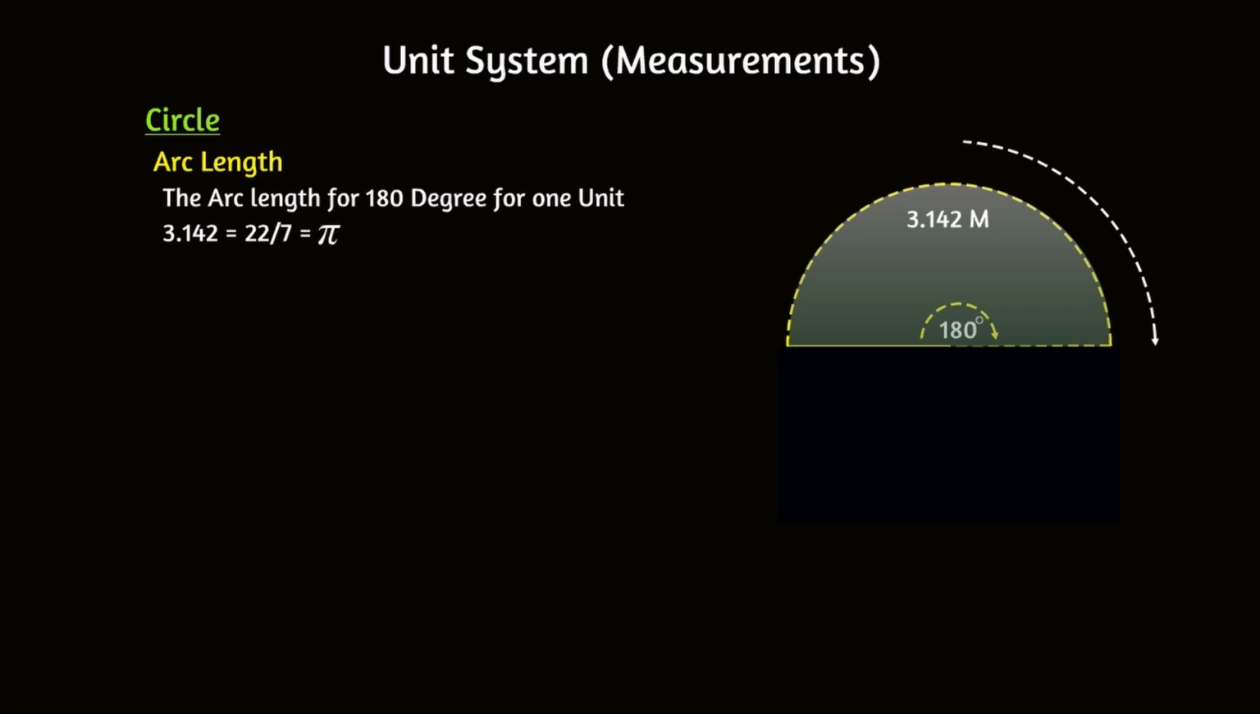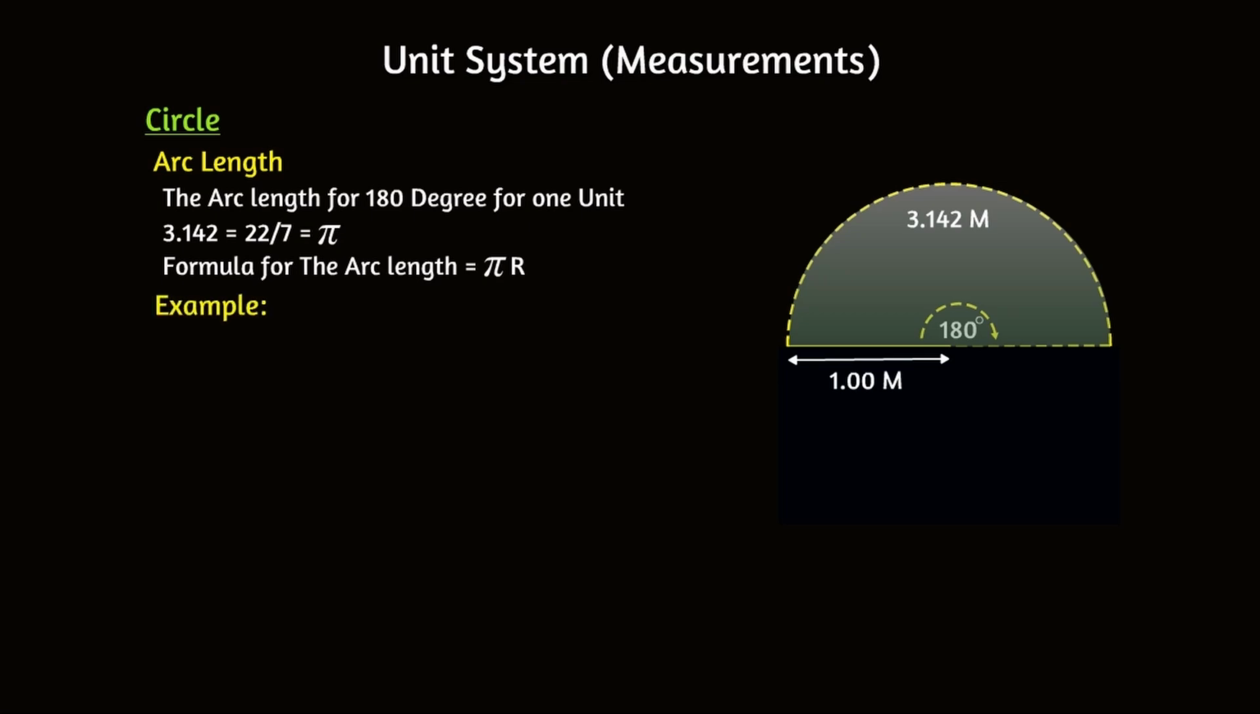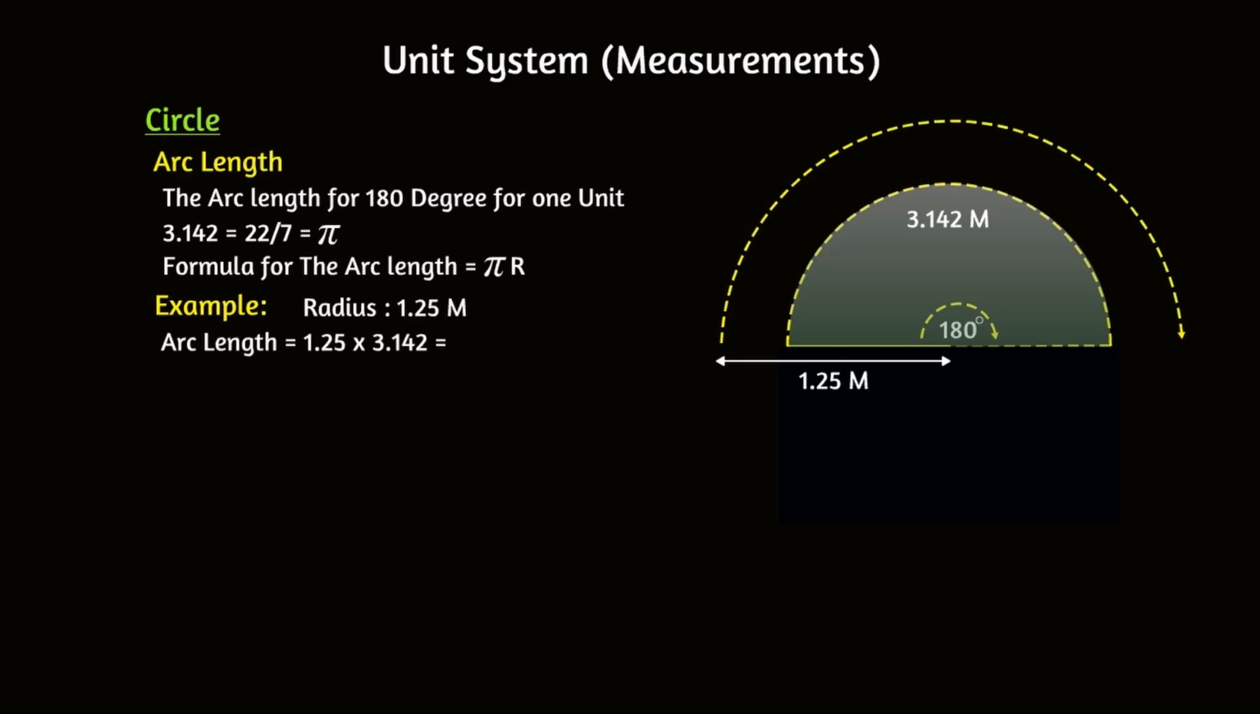This is the value of 22 divided by 7, which we call pi. This arc length for a 1 unit radius is treated as a constant called pi. This value is used to calculate the arc length for various radii. For example, the arc length of a semicircle with a 1 meter radius is 3.142 units. When the radius varies, the arc length also changes proportionally. The formula for arc length is radius multiplied by pi. For example, if the radius is 1.25 meters, the arc length is 1.25 multiplied by 3.142, which equals 3.927 meters.